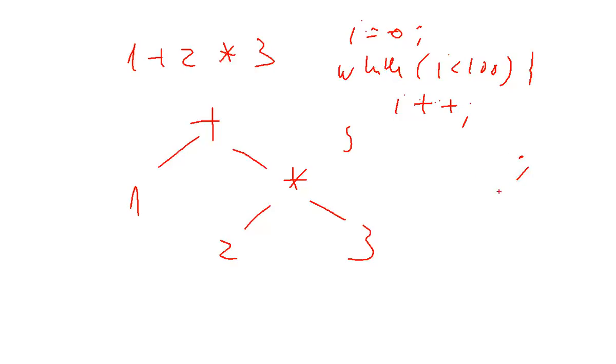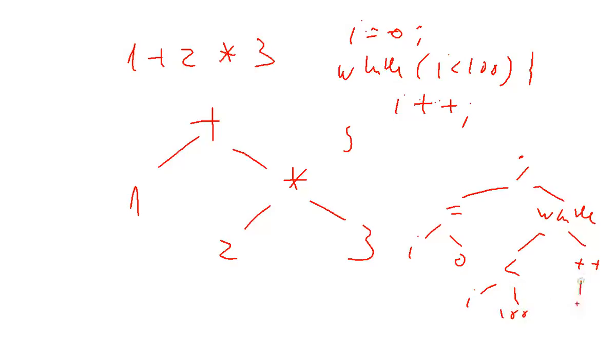I'm going to have semicolon at the top, equal i 0, while, right? And I'm going to have less i 100, right? Plus plus and i here, right? So this would be the syntax tree of that program. All right, and we can expand this as far as we go. While it's very easy to understand this correspondence, doing this mechanically and efficiently at the same time requires sophisticated algorithms.